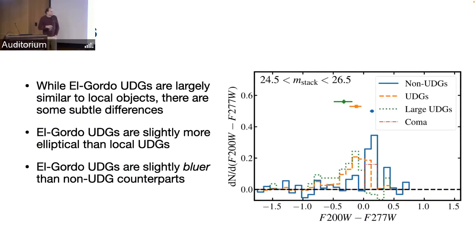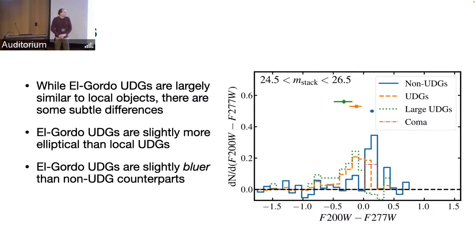And then also, one thing I was particularly interested in looking at is the color distribution. So this is the distribution of the F200W minus F277W color. And what we're finding is that the UDGs in the cluster actually seem to be a little bit bluer than non-UDGs in the cluster. And it extends further, where if we look at the largest range of UDGs that we're finding in the cluster, they again seem to continue to be bluer.